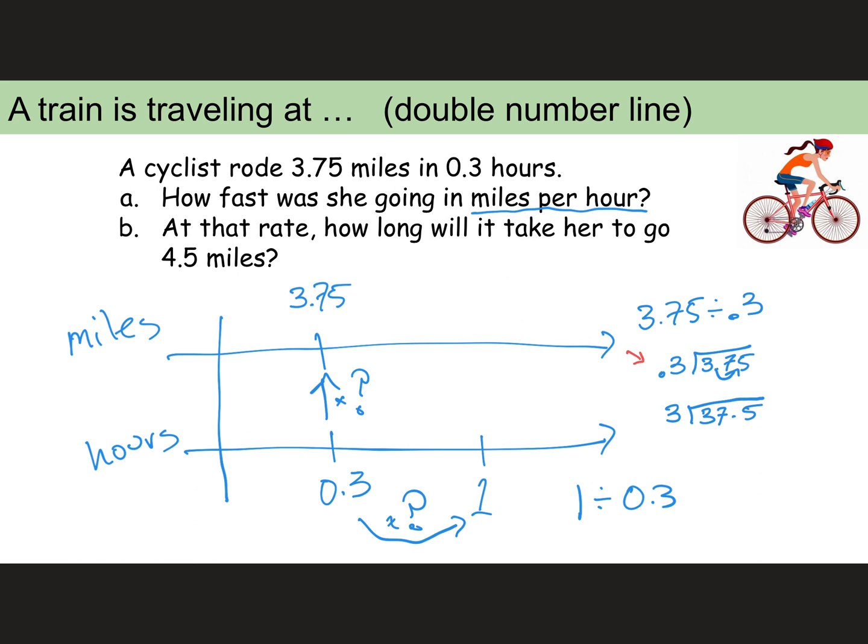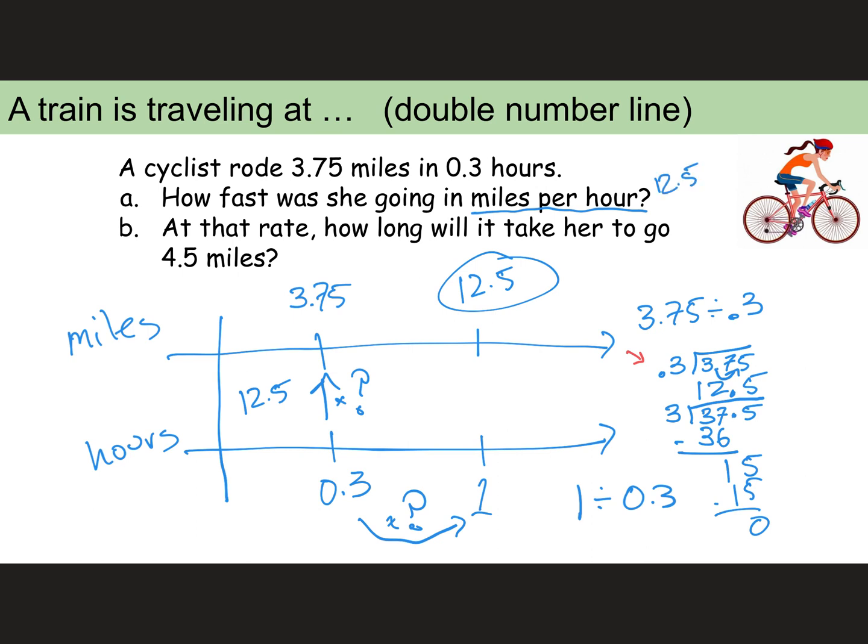And now I can find that constant of proportionality. 3 goes into 37 12 times, with a remainder of 1. And I bring down my 5. Decimal is here, decimal is there. 3 goes into 15 5 times with no remainder, so I'm done. So I know that my constant of proportionality is 12.5. So if I have going 1 hour, 1 times 12.5 is just going to be 12.5. So I know that in 1 hour she's going 12.5 miles.